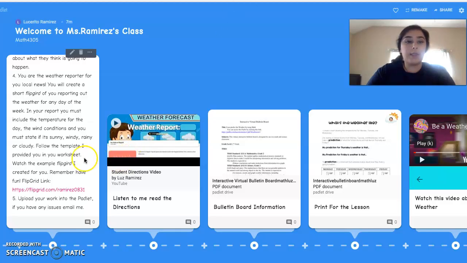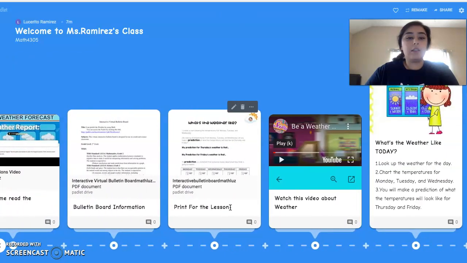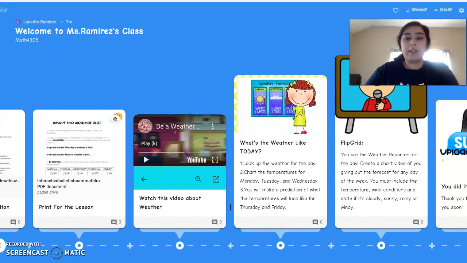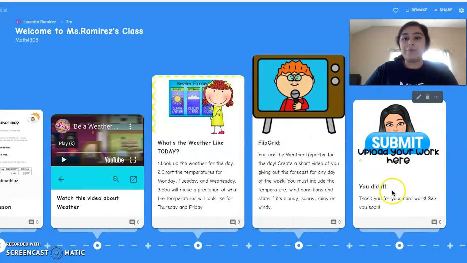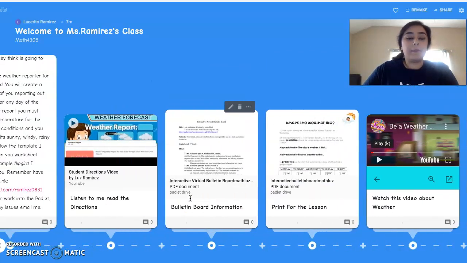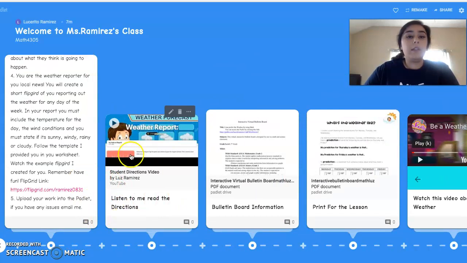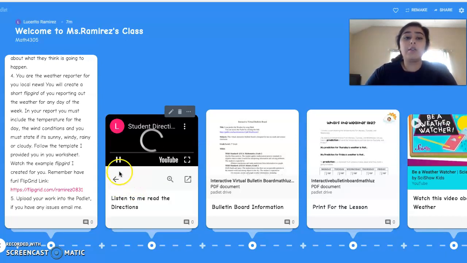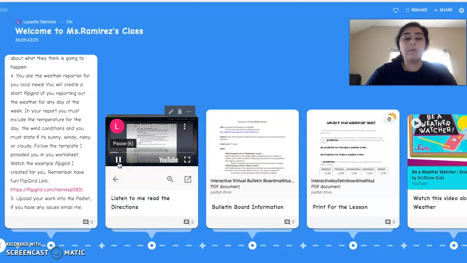So that's just a little snip of it. And then when they're done, they should upload their work and submit right here. On my little second Padlet, I just recorded myself reading the directions for my students, and they could just watch it here. Hello, students. And my bulletin board information.